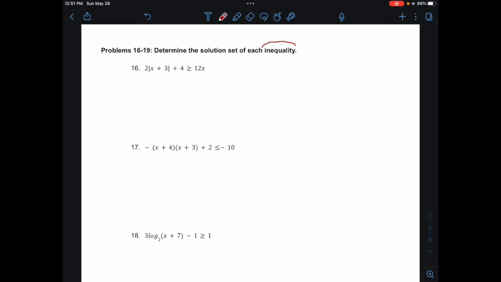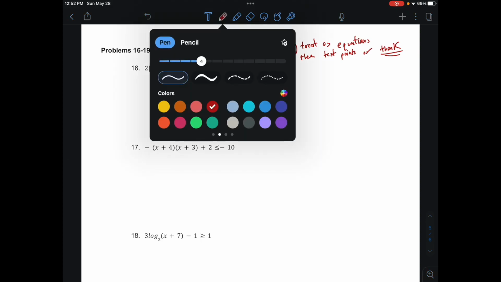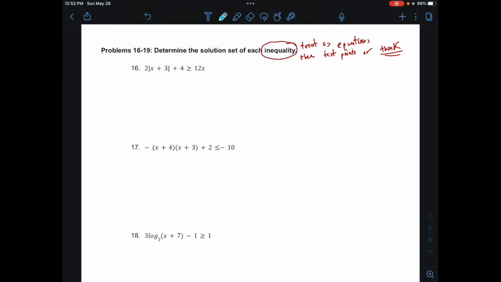All right, we got some inequalities. Many inequalities are best treated as equations, and then sometimes you have to test points or think. Now, I like to think when that's an option. It actually ends up being a little easier. But in our case here, maybe we'll test points. I don't know. So let's go ahead and treat it as an equation.